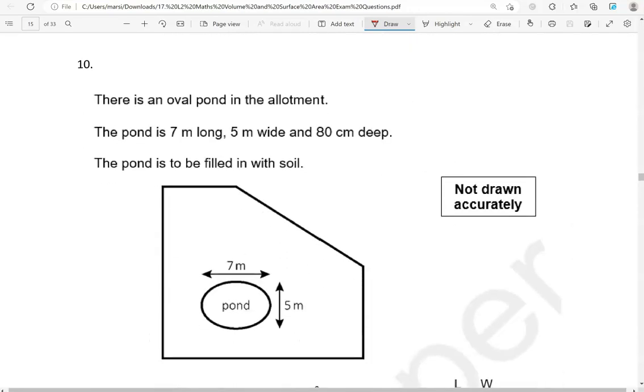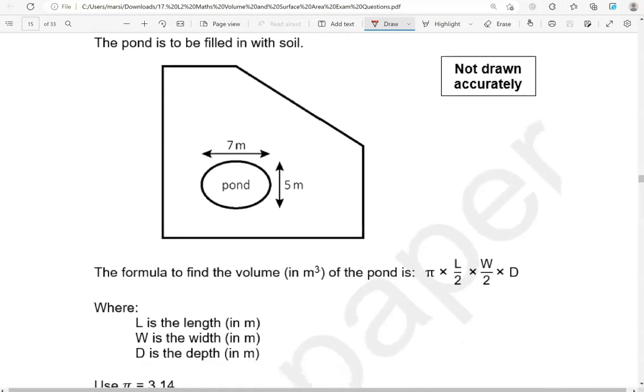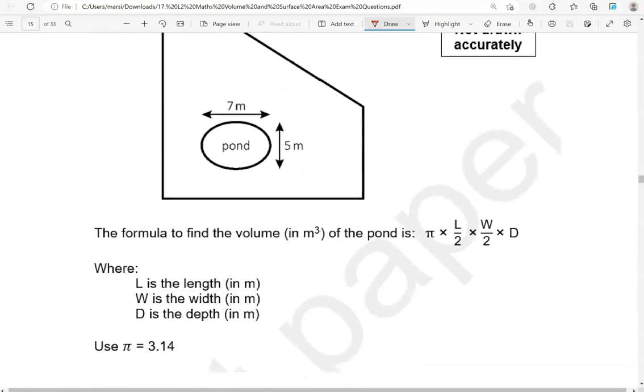There is an oval pond in the allotment. The pond is 7 meters long, 5 meters wide and 80 centimeters deep. The pond is to be filled in with soil. The formula to find the volume in cubic meters of the pond is pi times L divided by 2 times W divided by 2 times D, where L is the length in meters, W is the width in meters, D is the depth in meters. Use pi equals 3.14.